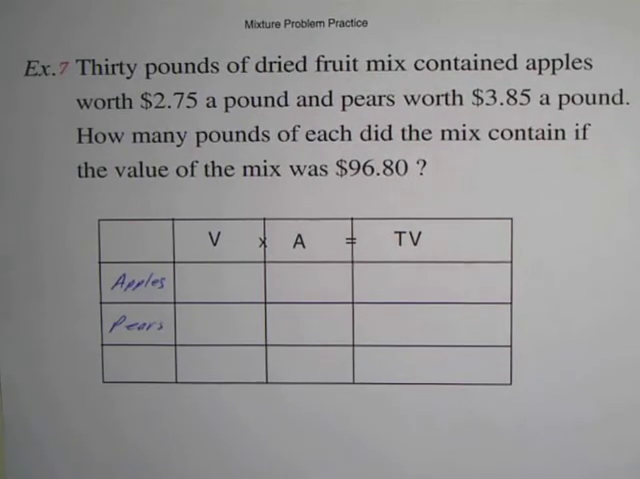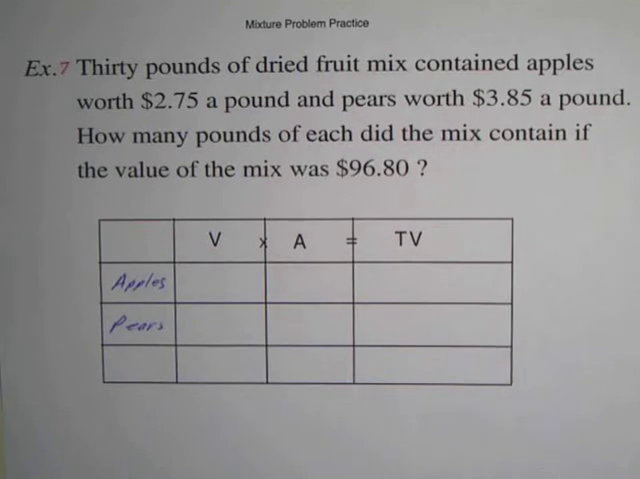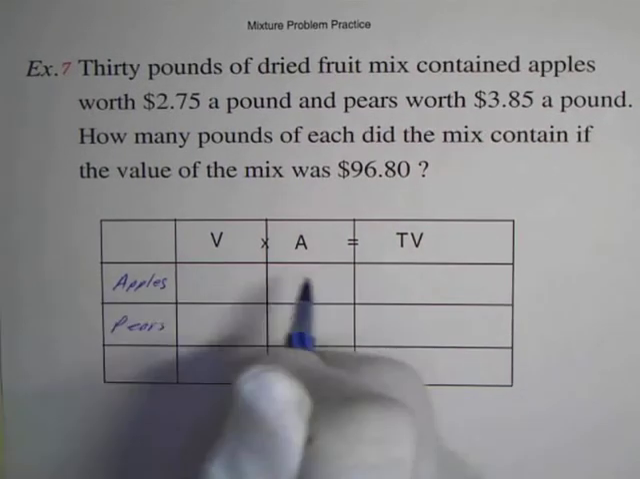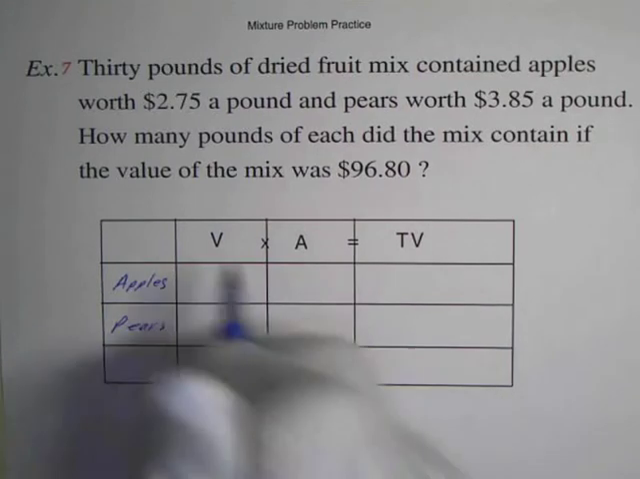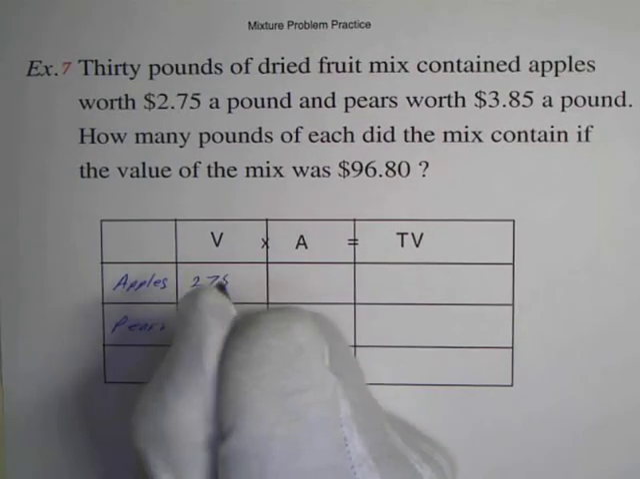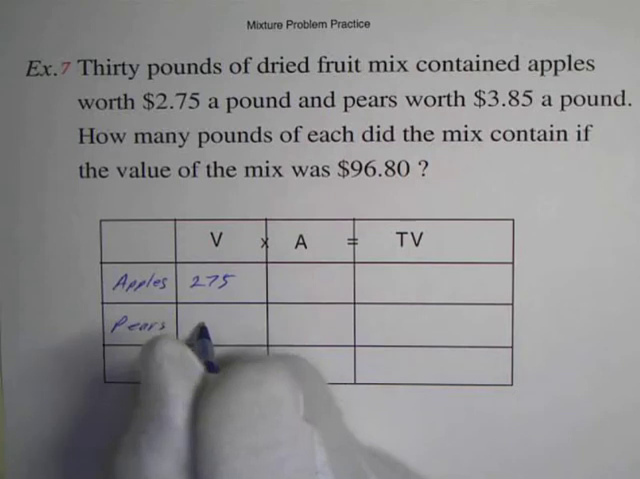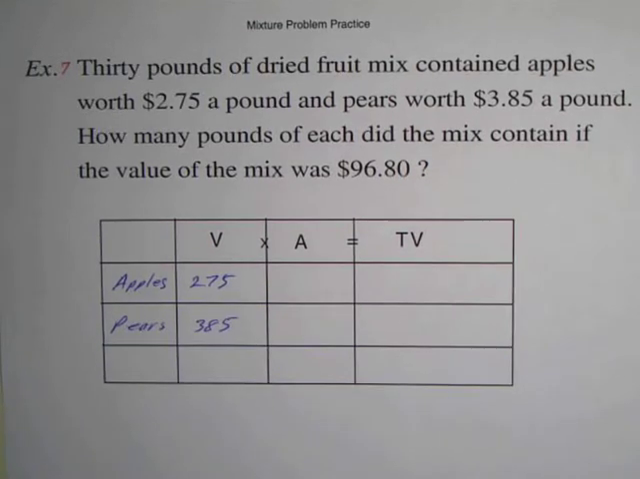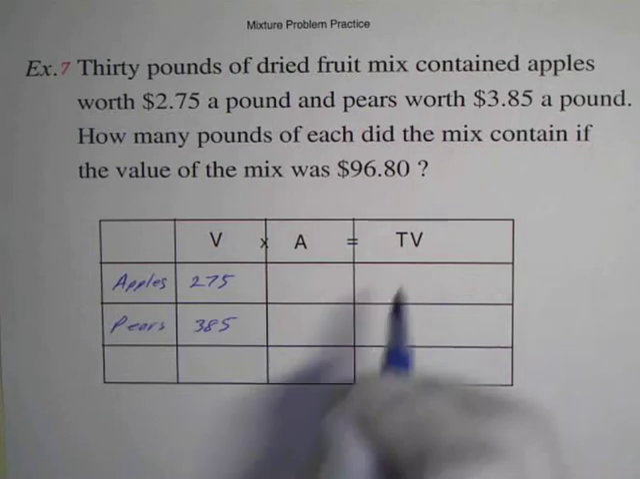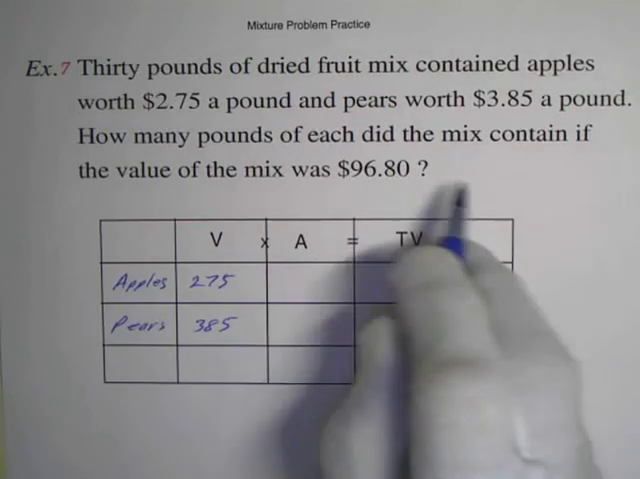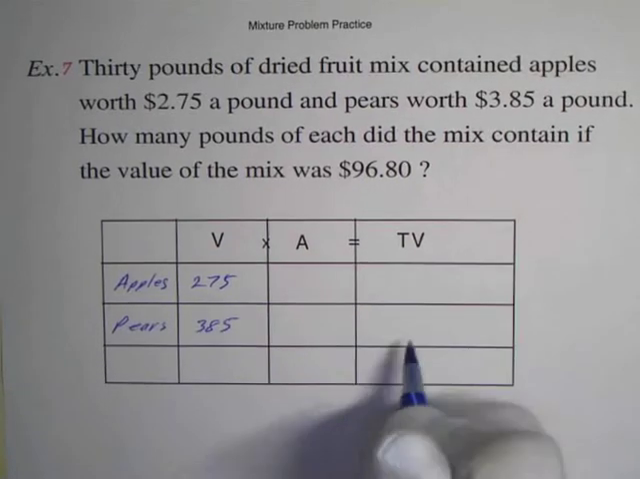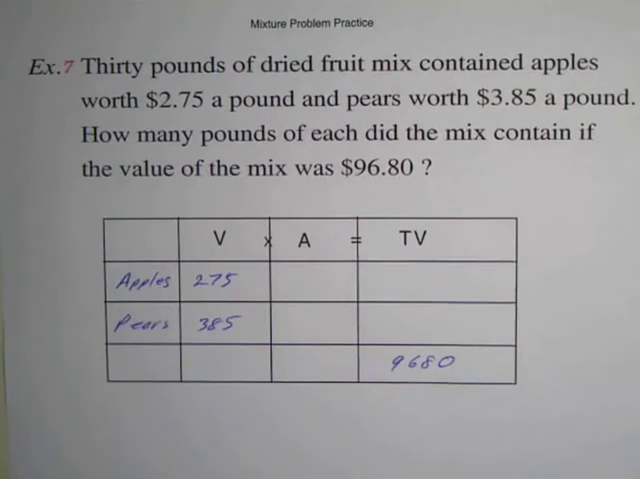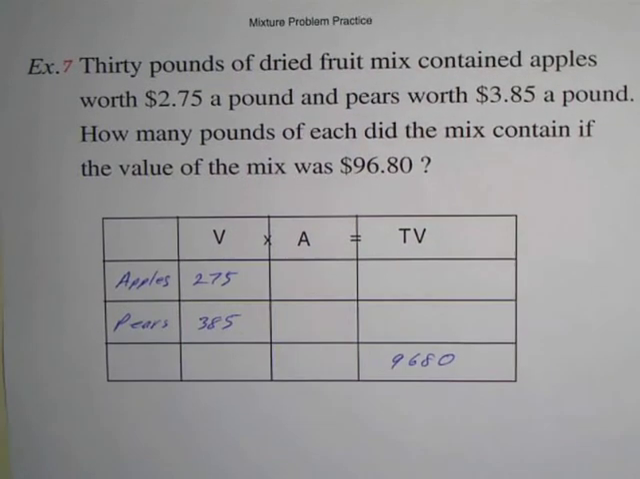And we can do these in pennies like we did with the coffee problem, or you could leave it in decimals and do the decimals at the end. I'll just leave it in pennies. So 275 a pound would be the apples, and 385 cents a pound would be the pears. And we want the total value of the mixture to be $96.80 or 9,680 cents. So 9,680. So we'll just remove the decimals now.